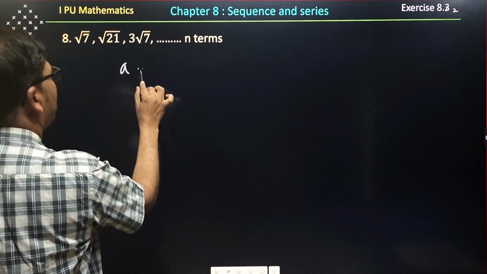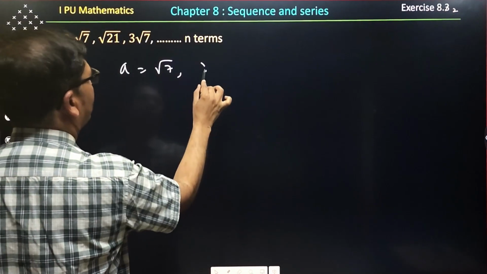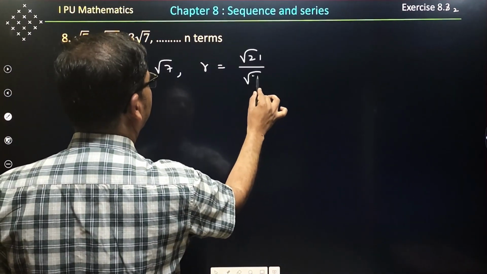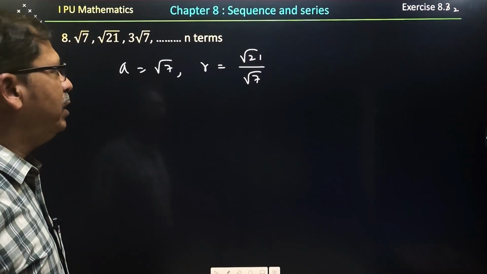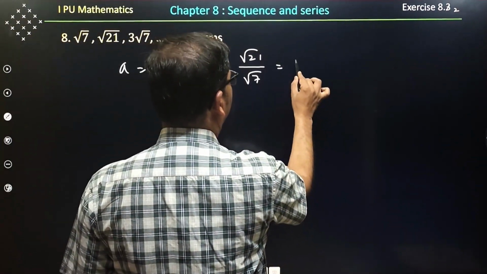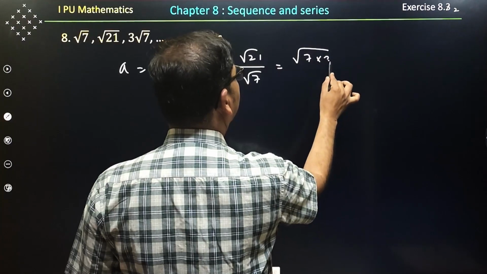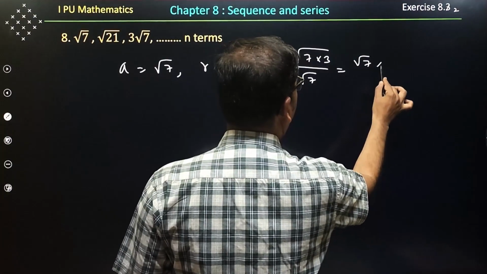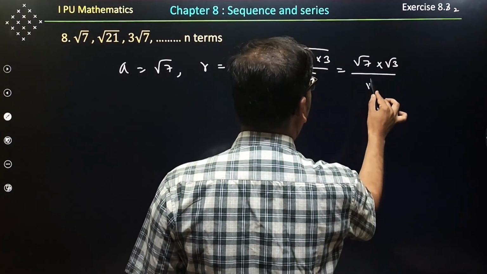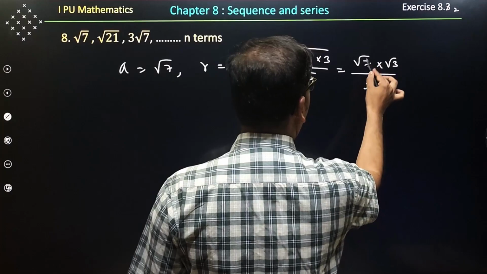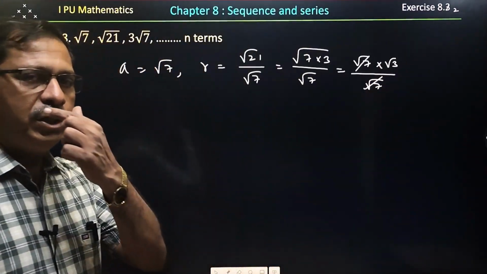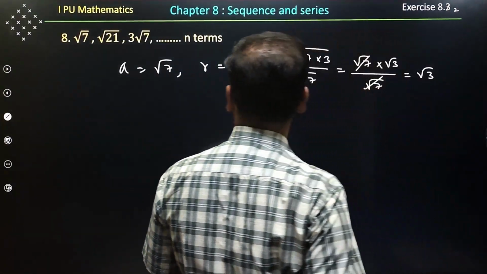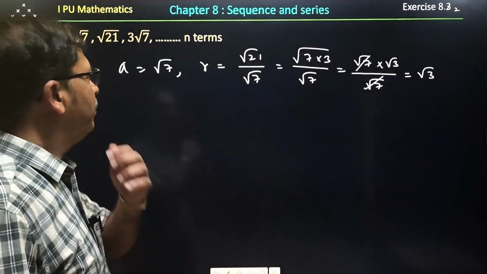So first term is a equal to root 7. Common ratio I would like to calculate: root 21 divided by its previous term, that is root 7. 21 can be written as 7 into 3, whole divided by root 7. So this is equal to root 7 into root 3 divided by root 7. So as a result, what happens? Root 7 cancels. The common ratio r equal to root 3. This is the value of r, which is root 3.